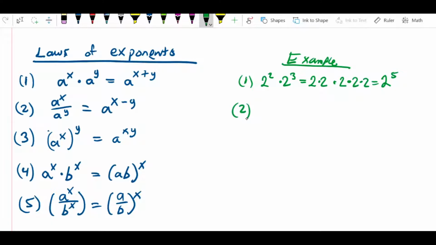Next example is a to the x over a to the y equals a to the x minus y. So let's try that one. Let's suppose that I have 2 to the 5th over 2 cubed. So that's going to equal 2 times 2 times 2 times 2 times 2 over 2 times 2 times 2. And you'll see that we get these cancellations leaving 2 times 2, which is 2 to the 2. In other words, 2 to the 5 minus 3.